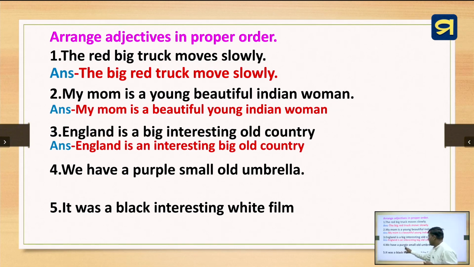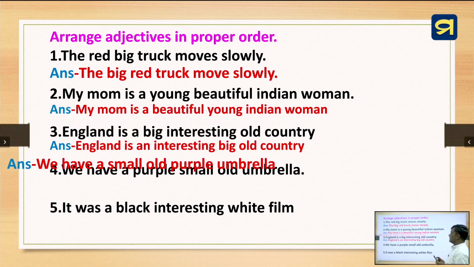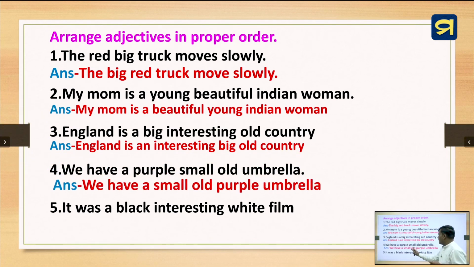Now, we have a purple, small, old umbrella. Purple, small, old: three adjectives are here but they are not arranged properly. They are not in order. We have to arrange it. Now do it yourself and check your answers. We have a small old purple umbrella.